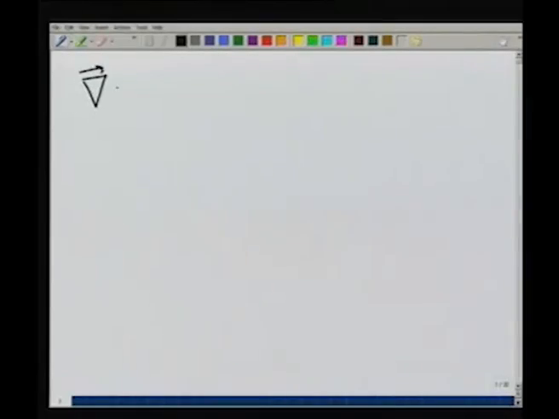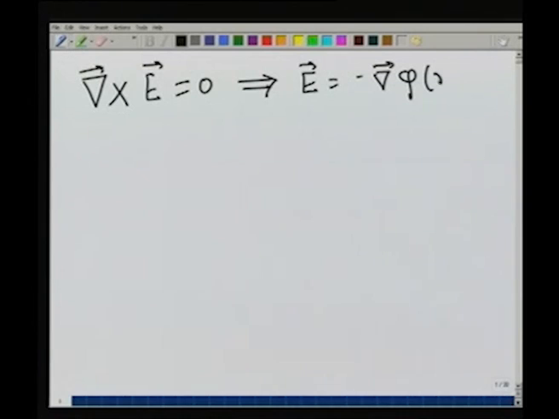In the last lecture, we introduced the important concept of a potential, because we made use of the fact that curl of E equal to 0 implies that E can be written as minus gradient of the scalar field phi, which is your potential.